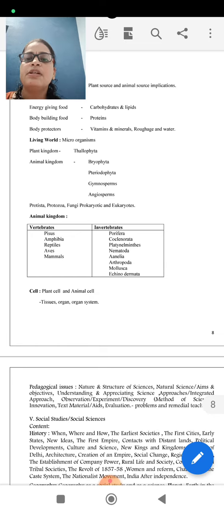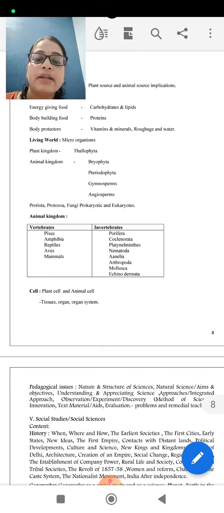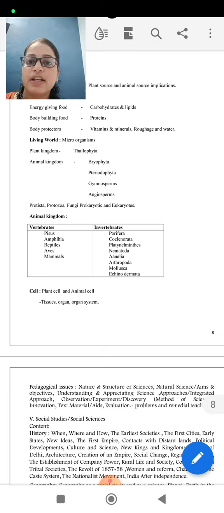This cell chapter includes plant cells and animal cells. We have to learn the characters of the plant cell and its diagram, how it is. Next, moving on to animal cells, we have to learn the characters and the structure of the animal cell. We also have to learn the differences between plant cells and animal cells. This is very important.